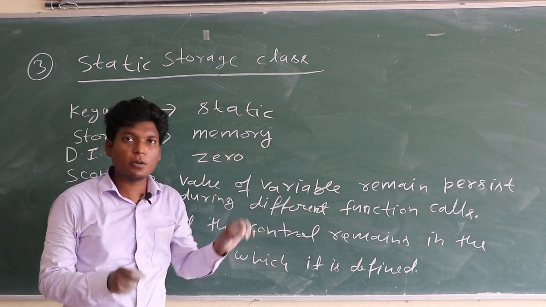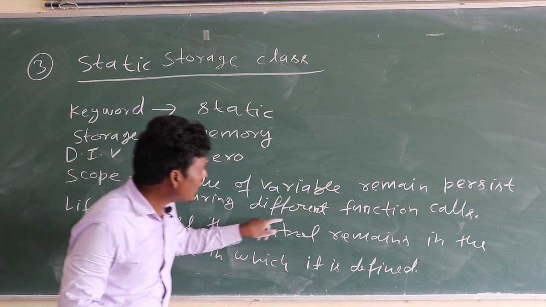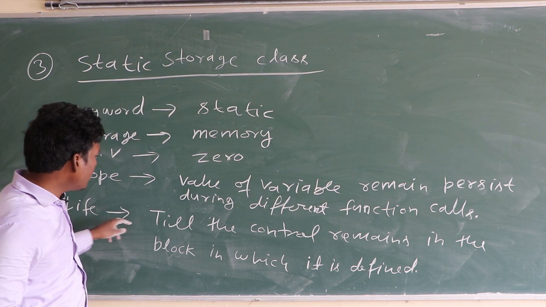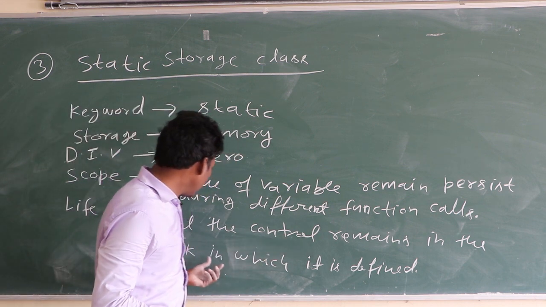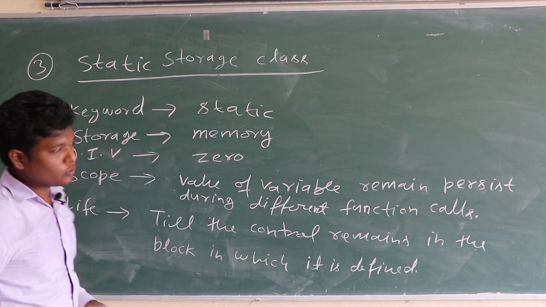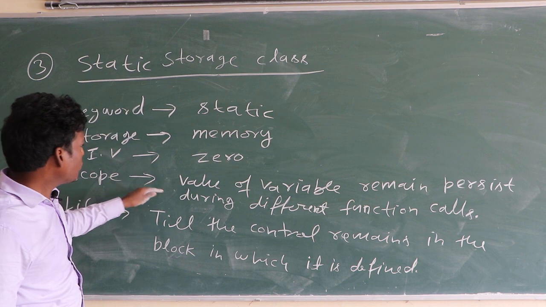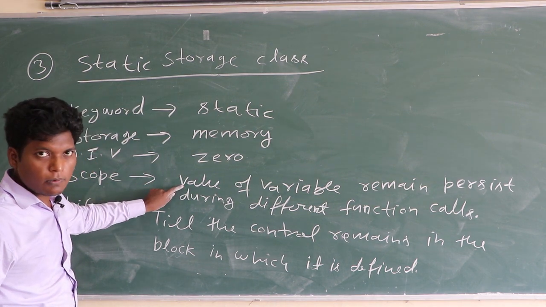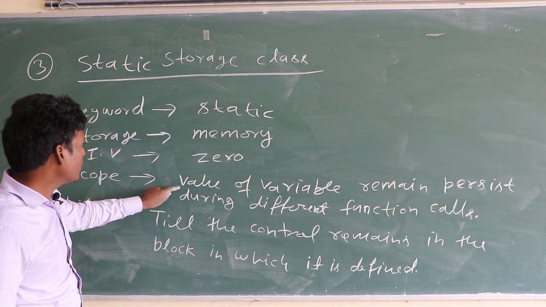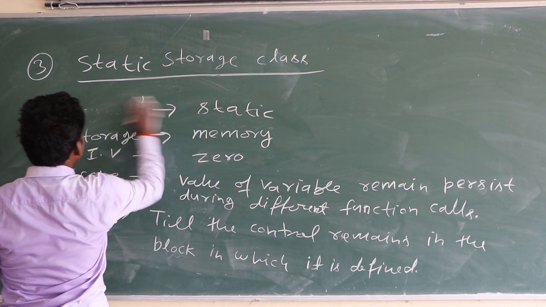Persist means preserve. Value of variable remains persist during different function calls. Life: till the control remains in the block in which the variable is defined. So this is the feature of the static storage class. One question on this feature. One more question on this feature. What is the meaning of scope here? So there is a question on it.